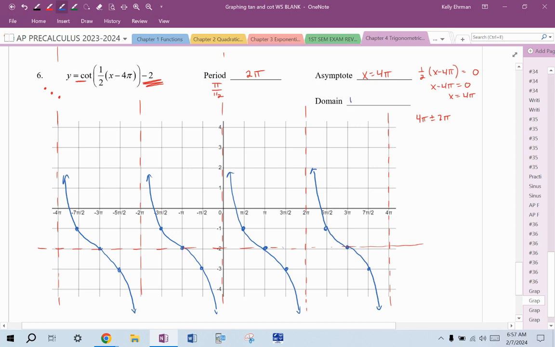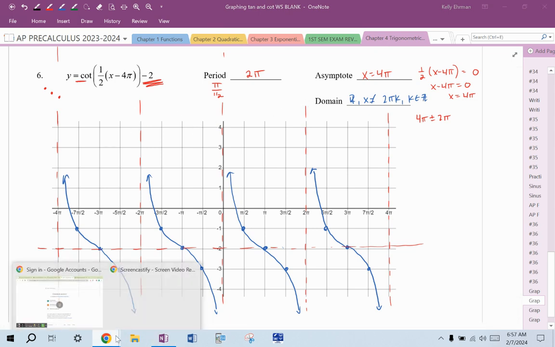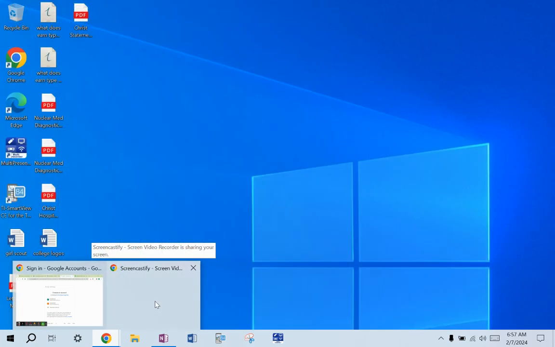And domain, all reals, x is not equal to 0 plus 2 pi k, or 2 pi plus 2 pi k, or just 2 pi k. k is an integer. And yeah, that's the tangent graph and the cotangent graph. So a little bit more of a formula for these, I think, than sine and cosine. I think there's less to think about for tangent and cotangent. So come see me in office hours if you need extra practice or have questions.